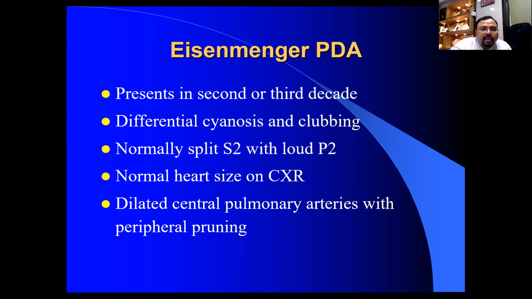In Eisenmenger PDA, which usually presents in the second or third decade, there will be differential cyanosis due to right to left shunt at the level of the ductus. So in the lower limb, you will see clubbing, cyanosis. In the upper limb, saturation will be different, there will be pink. There will be normal splitting of S2 on auscultation with a loud P2 component, and heart size will be normal. So in VSD and PDA, heart size will be normal, whereas in case of ASD, you will see a large heart. There will be the same dilated central pulmonary arteries with peripheral pruning.